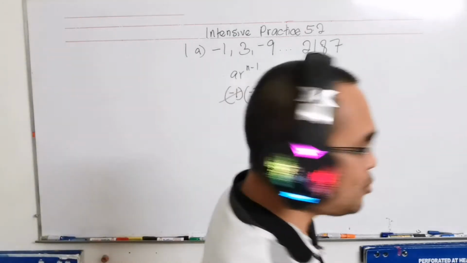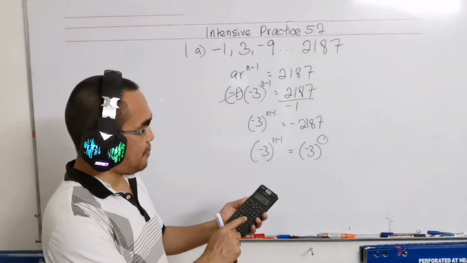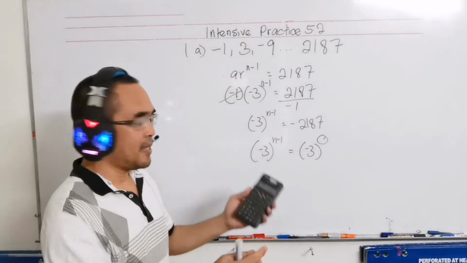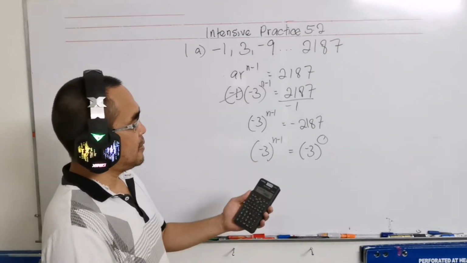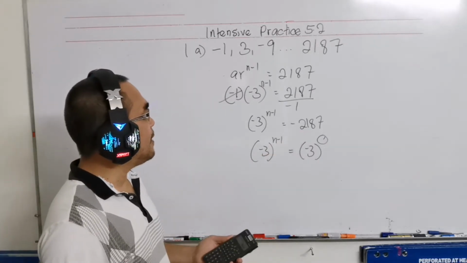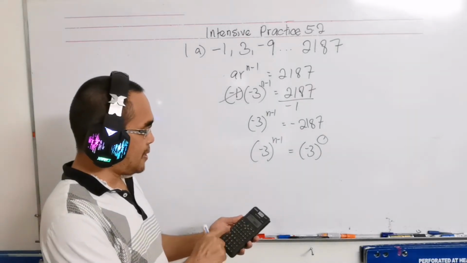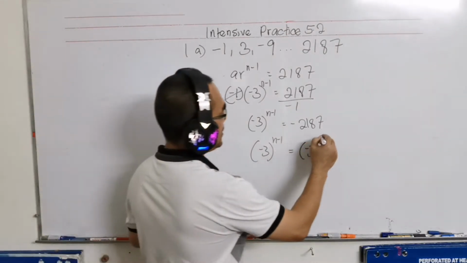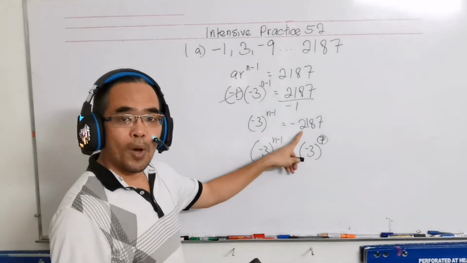So what you do, you just play with the calculator, making sure that you put negative 3 inside a bracket, and then try. For example, to the power of 9 is negative 19,000. What we are looking for is negative 2187 only. So let's try another number that is less than that. Then I put in 7. So I got it here. Negative 3 to the power of 7 is negative 2187.